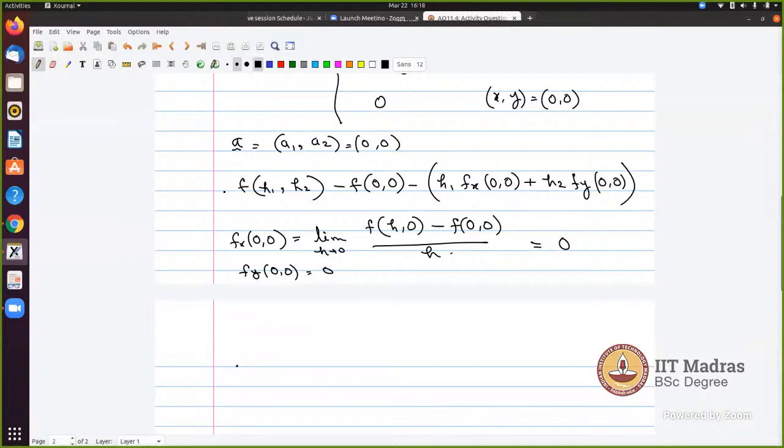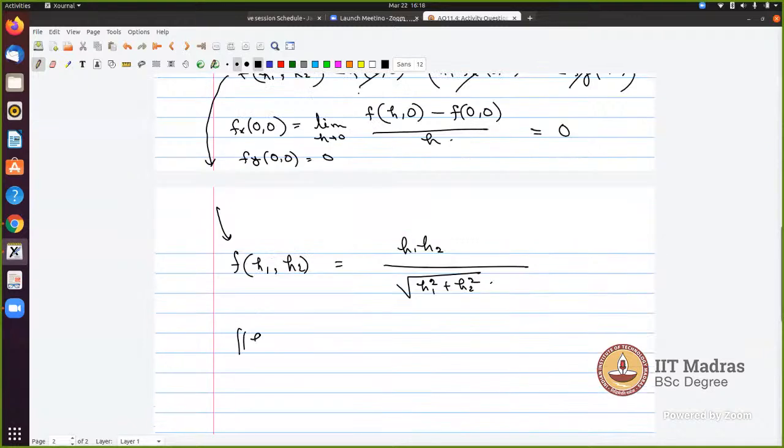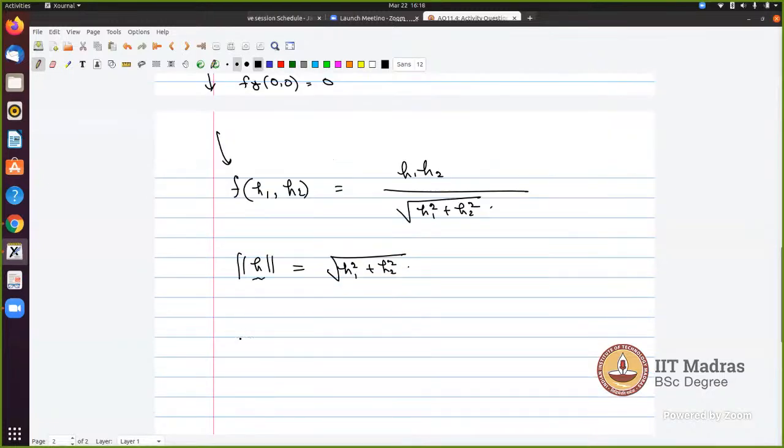So let's go back to here. Let me write it here again. So f(h1,h2). All these terms are 0. This is 0, this is 0, and this is 0. So in the numerator, we have only f(h1,h2). This is the numerator. Yes, sir. And what is the norm of h? The norm of h is also this one. Okay. So we have to find this limit.